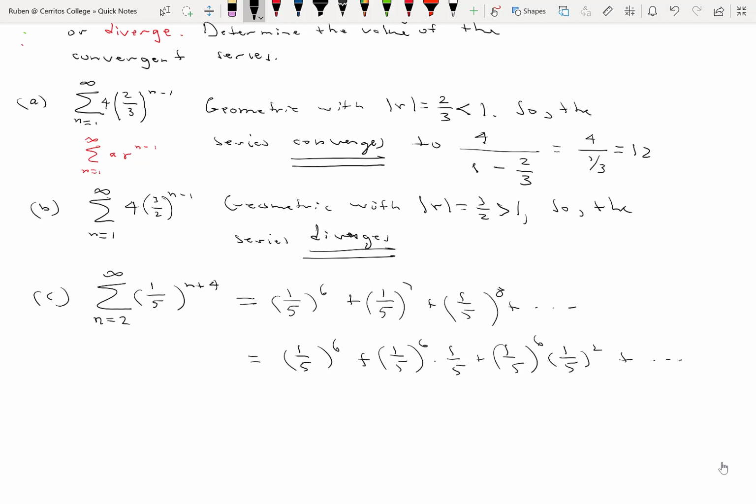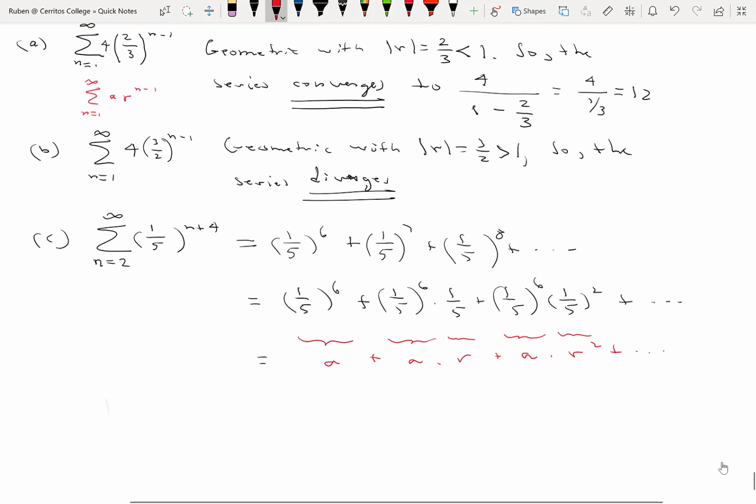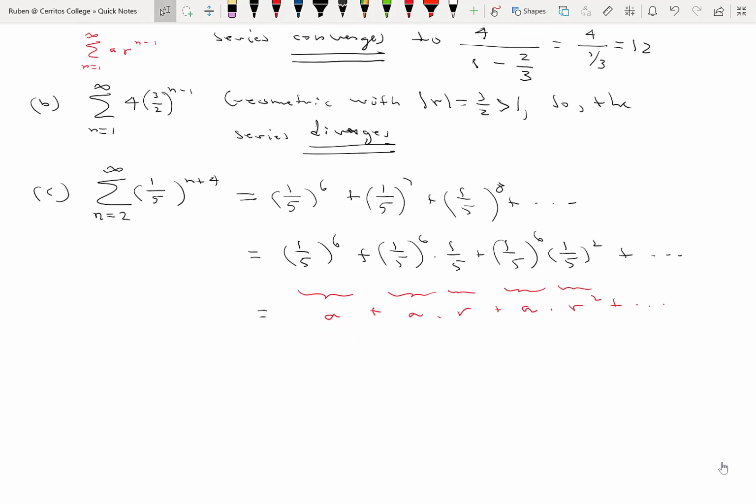So this is exactly in the form a plus a r plus a r squared plus a r cubed plus a r to the 4th. This is exactly in the form necessary to identify a geometric series. If you're still not there, I think you're probably going to be able to see that.